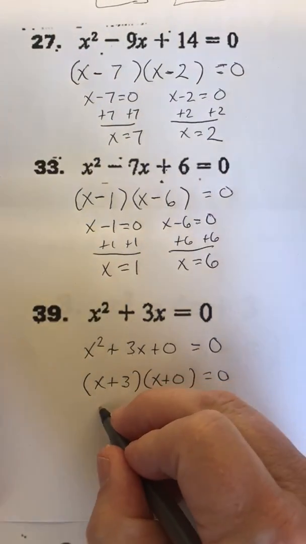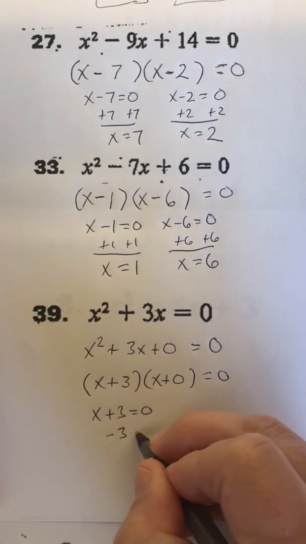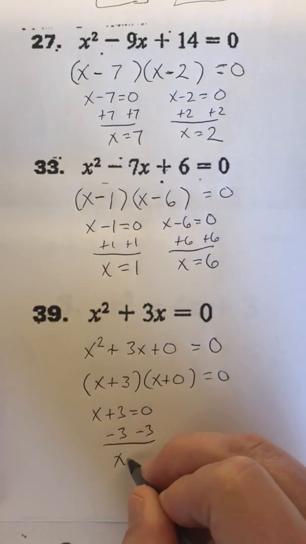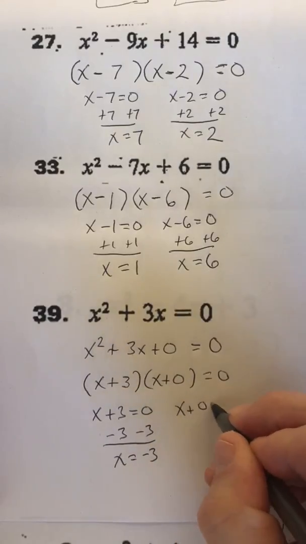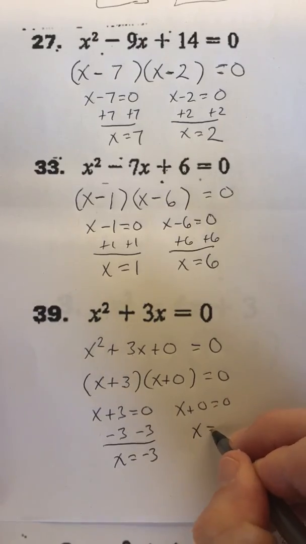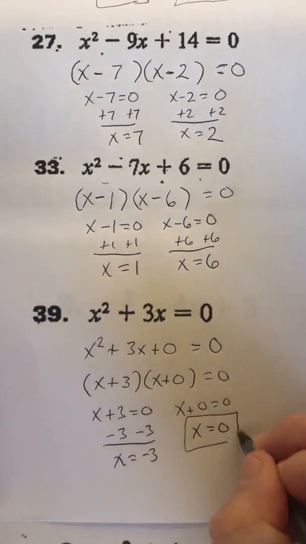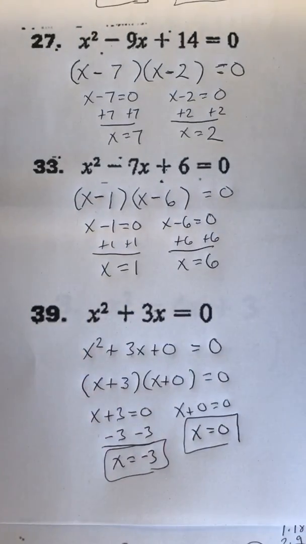And then we're going to set x plus 3 equals 0. Subtract 3 from both sides, and we get x equals negative 3. And then set x plus 0 equal to 0. And then x plus 0 is just x, so we get x equals 0, and we get x equals negative 3. So those are our 2 answers for our homework.